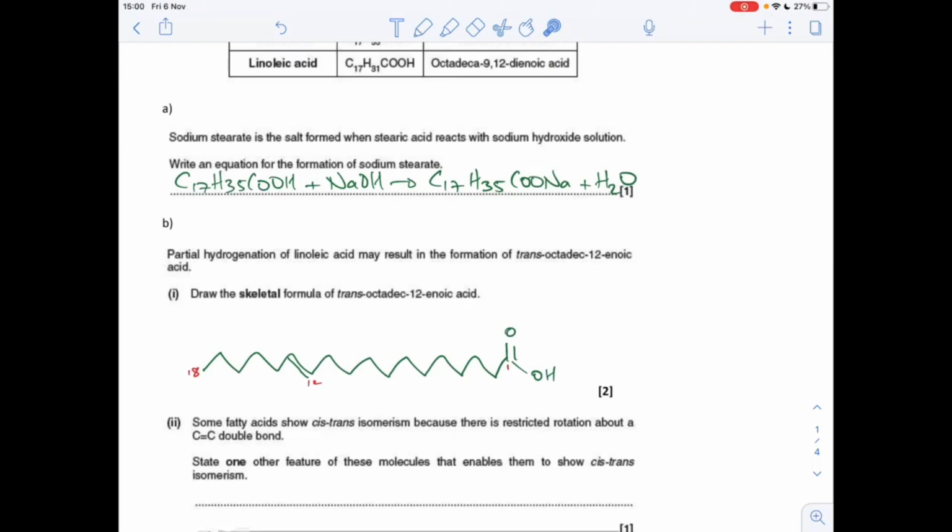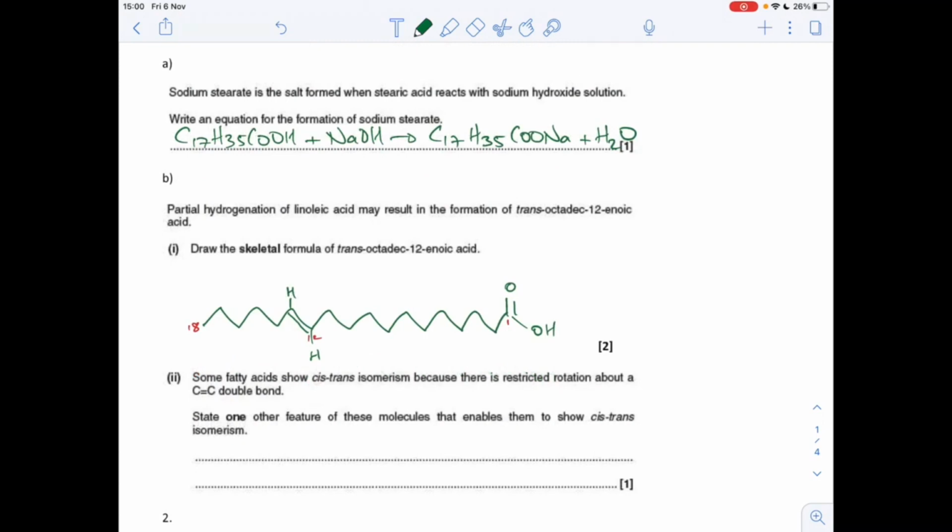So octadec-12-enoic acid, it's got 18 carbons and the double bond starts at 12, so you must count from the functional group and get to 12, and then you put your double bond in. The trans form is because the hydrogens in this case are on opposite sides of that carbon-carbon double bond.